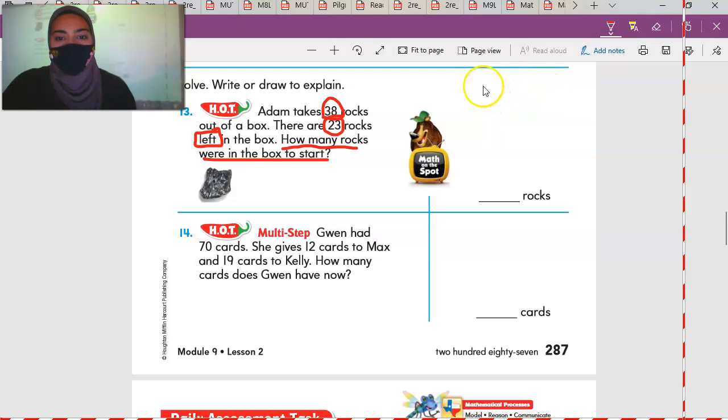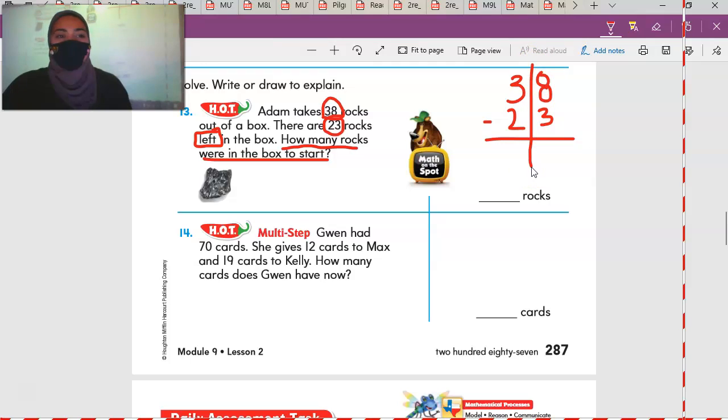So if he had 38 rocks, and then minus 23. Miss Yusuf, how come you put 38 at the top? Why can't I put 23 at the top? Who can answer that question? Rena, why? Good. When you subtract, look at me. When you subtract, you have to put the big number on top.